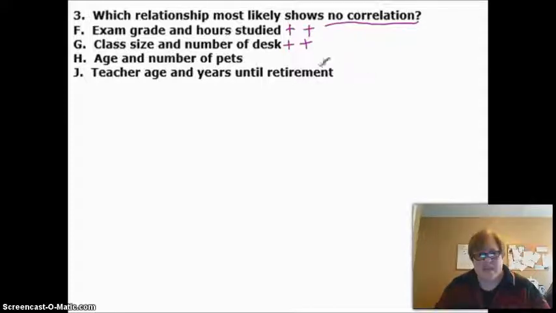Okay, I think that's our answer there because that one doesn't seem to have any correlation. Let's check the last one. Teacher age and years until retirement. Okay, so as I am getting older, right, as a teacher, so my age is increasing, my years until I retire actually decreases. So that's a negative correlation. So I believe H is our answer here because they asked us for which one would show no correlation.